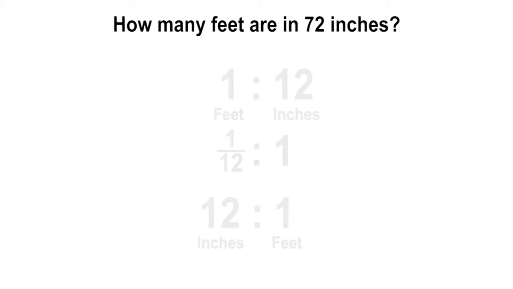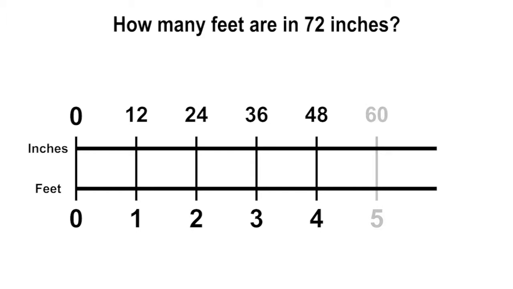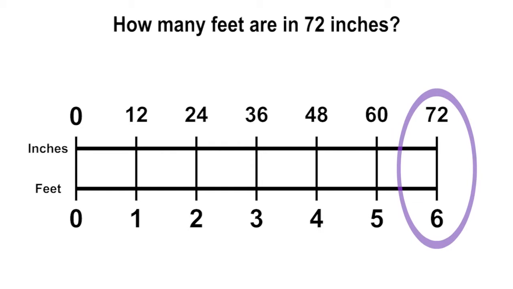every 1 foot. Using a double number line where inches are represented on the top and feet are represented on the bottom, we can represent equivalent ratios of 12 to 1 as we determine how many sets of 12 would be needed for 2 feet, 3 feet, and so on up to 6 feet. From the double number line, we can see that there would be 6 feet in 72 inches.